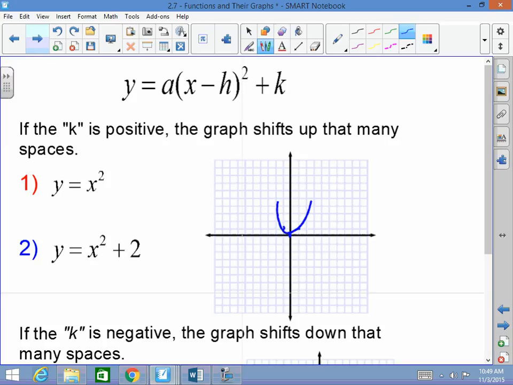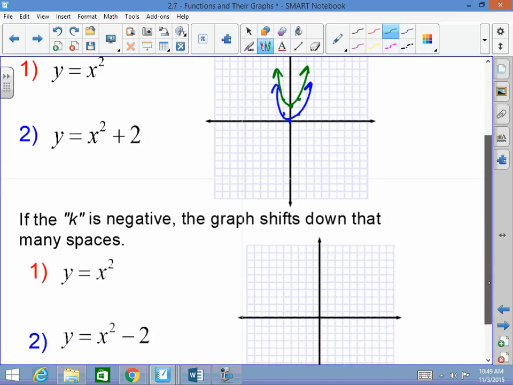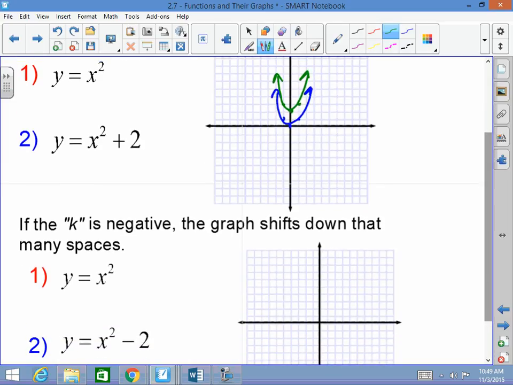That's my graph. But I'm shifting this 2 units up. So every single point goes up 2 units. I go up 1, 2, up 1, 2, up 1, 2, and that is my graph shifted up. Not bad, right? And last but not least, if it's negative, it shifts downwards.